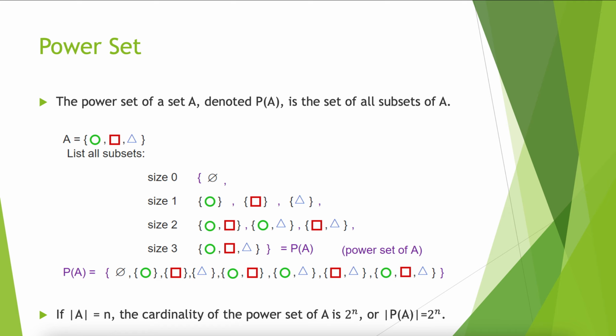Now a power set of A, denoted as P of A, is a set of all subsets of A. So this denotes all the subsets. Size 0 is that, size 1 is that, size 2, and so on and so forth. Size 3 is basically your set A itself. Therefore the power set of A is equal to whatever is in there. And now if you wanted to look at the cardinality of the power set of A, it is 2 raised to the power of n, or the cardinality of P of A is equivalent to 2 raised to the power of n.